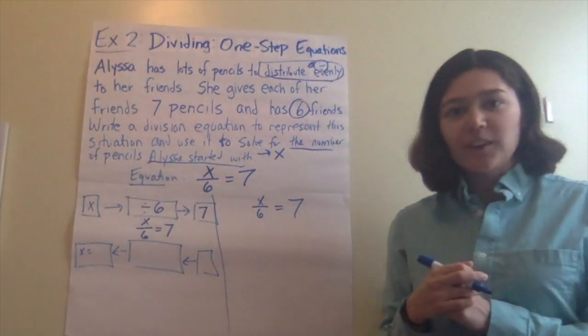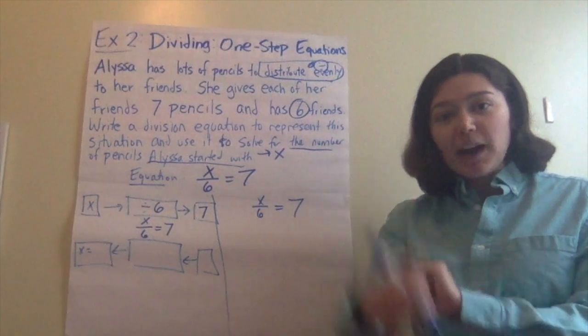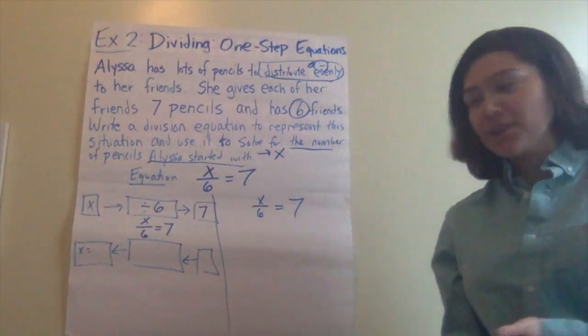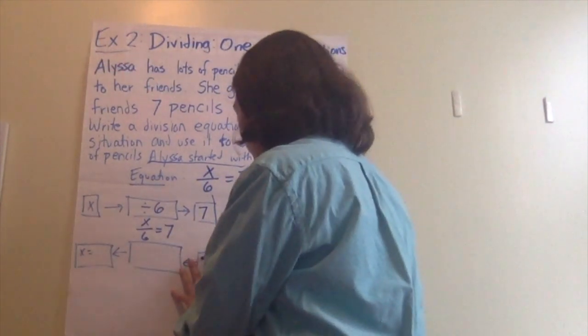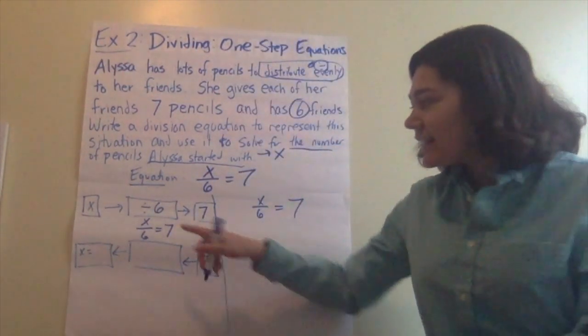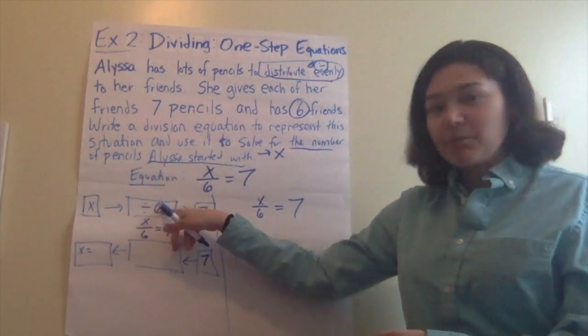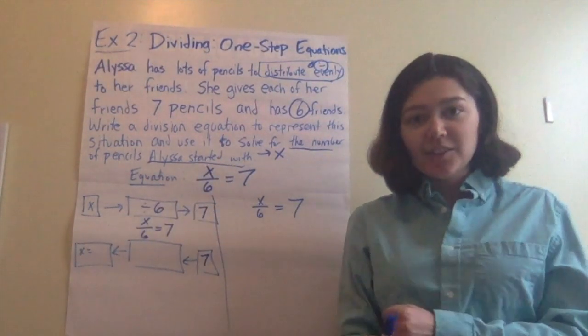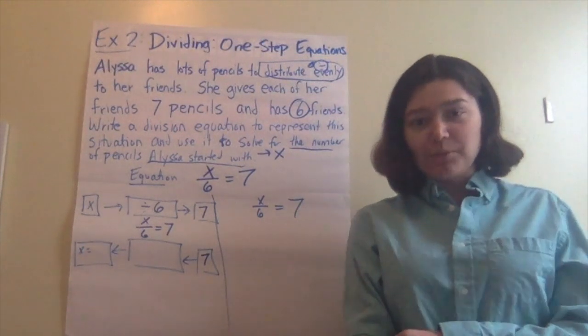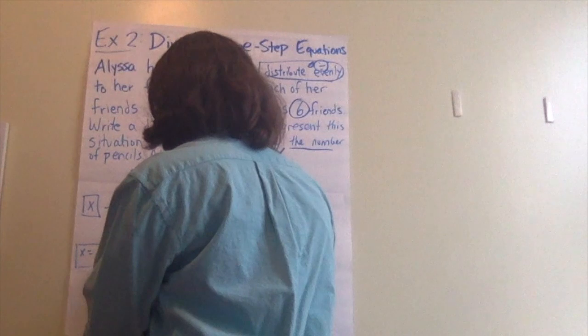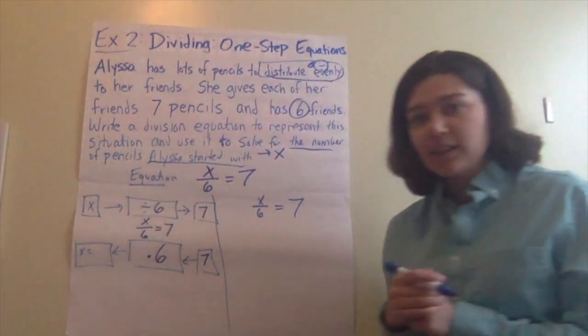So that's just representing the problem. Now I need to go backwards, and I need to undo that process using inverse operations. So I have 7. To figure out x, I need to do the undoing process of dividing by 6. So how do I undo dividing by 6? What's the inverse operation of dividing by 6? That's going to be multiplying by 6. I'm going to multiply by 6.